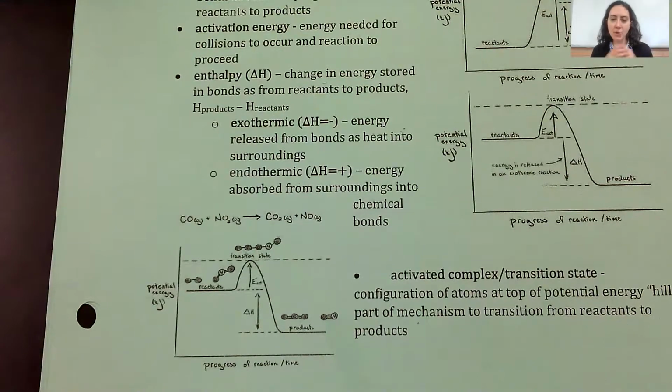So if you have a reaction like this, and these are gases, and you had it in some sort of sealed vessel, the outside of the vessel would get hot or warm if you touched it because the reaction is releasing energy. And you'd be able to notice it. So we call this the enthalpy.